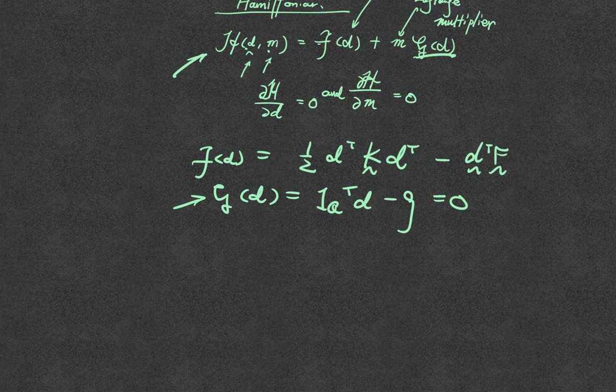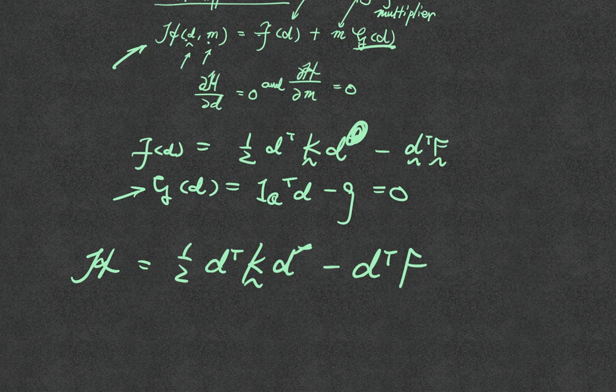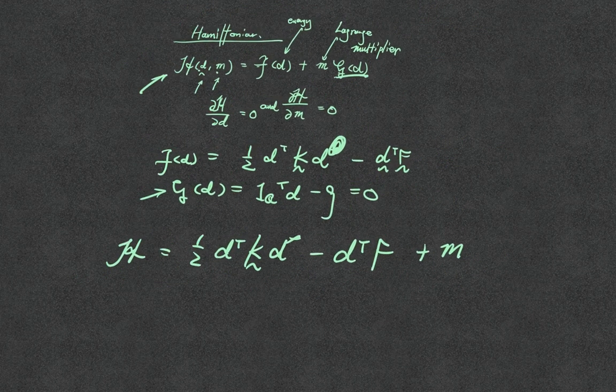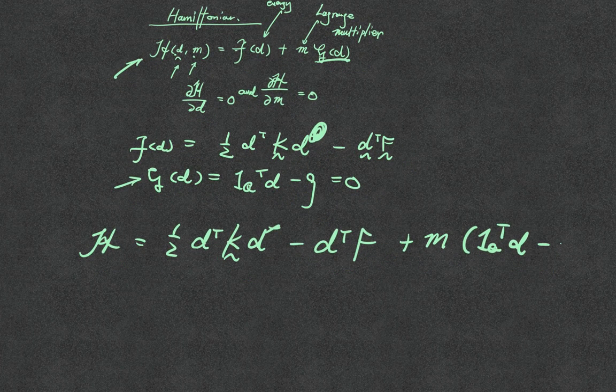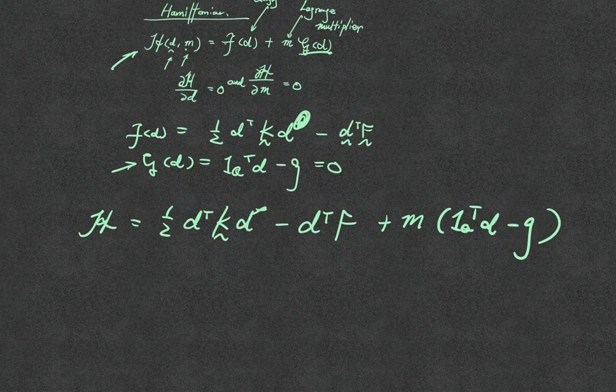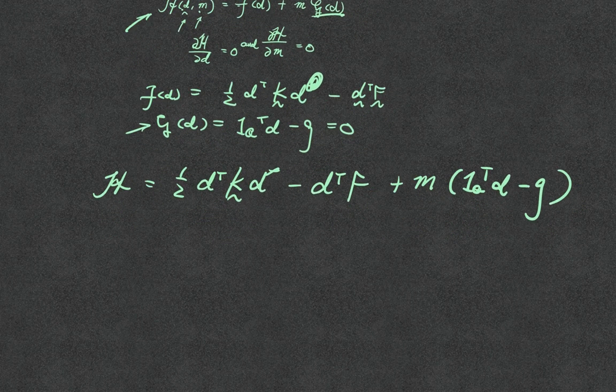So if I write the entire H, it would be equal to 1/2 D^T K D, sorry, I think this one is underneath the transpose, minus D^T F plus M times the constraint. Okay, so far so good. Now I take the first derivative.